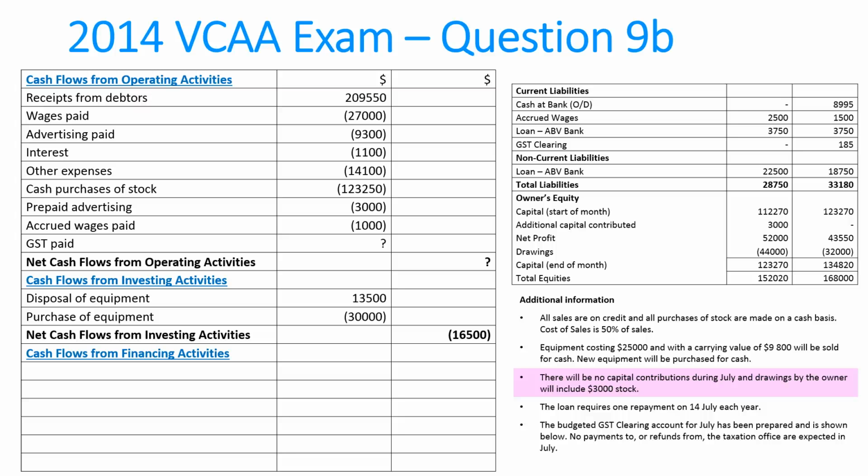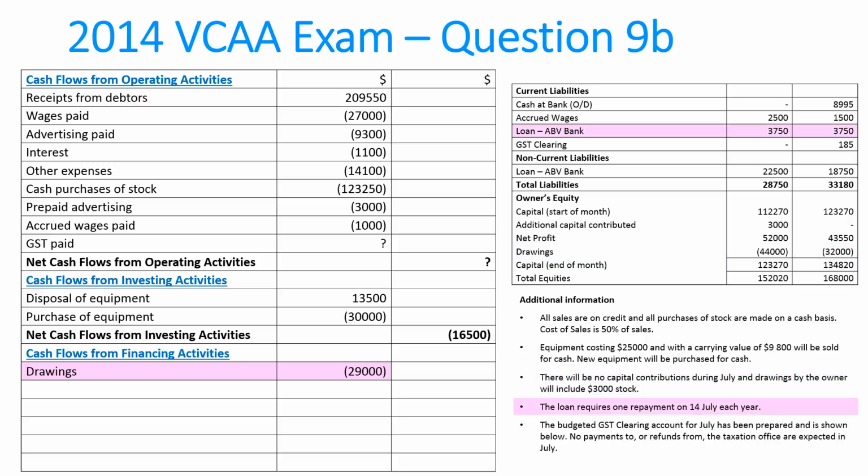Now, first of all, it says drawings will be 32,000 during July. That's what it's budgeted to be. However, it also says in the additional info that $3,000 of that will be stock. So in the cash flow statement, I better only put 29,000.